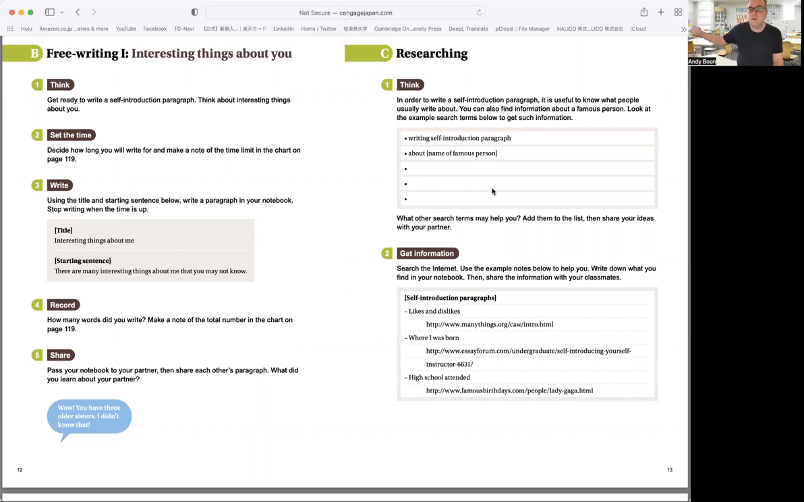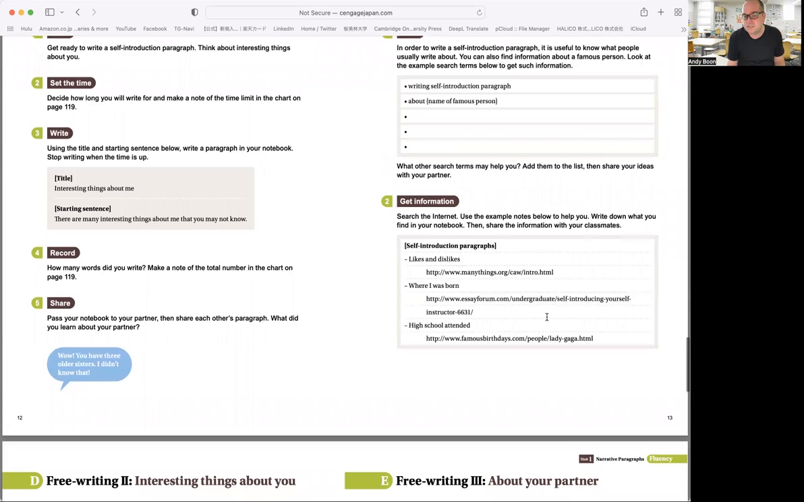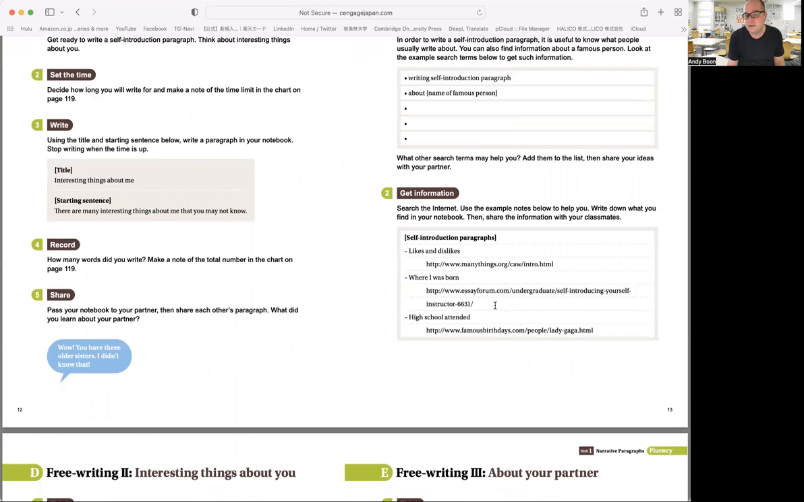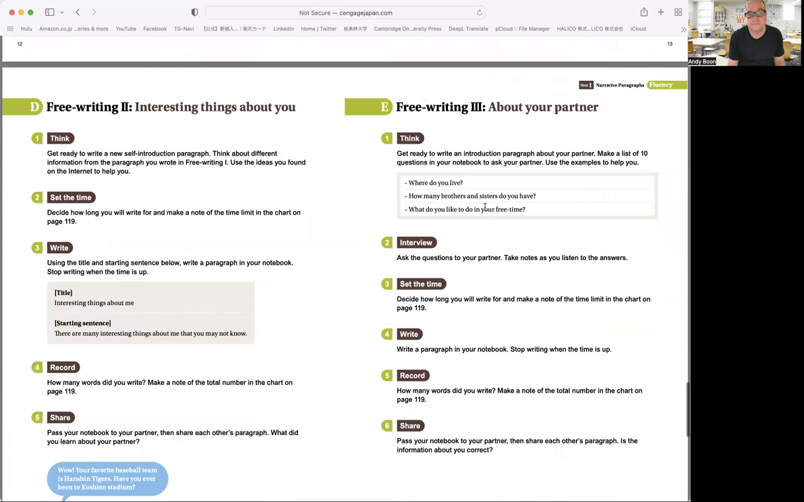Now, here as the teacher, you may want to search for some examples to help your students, post the links for them to take a look, or you may want to give them free rein to go onto the internet and find some information. They could also do this searching in Japanese and then look at the topics that people may write about in a self-introduction. There are some examples in the book that students may use to look for information. And then this will help them with their next free writing activity.